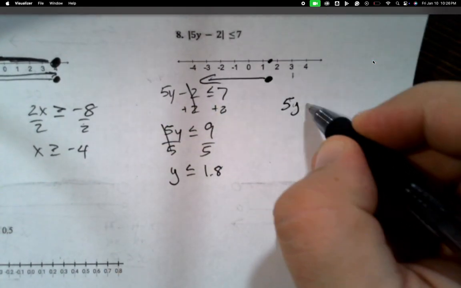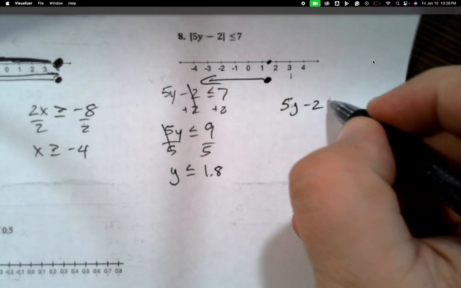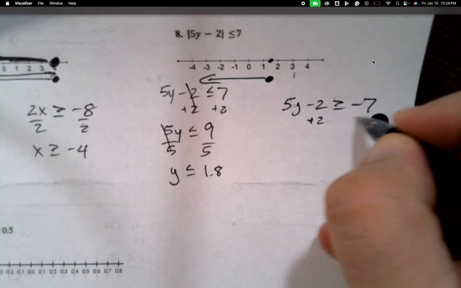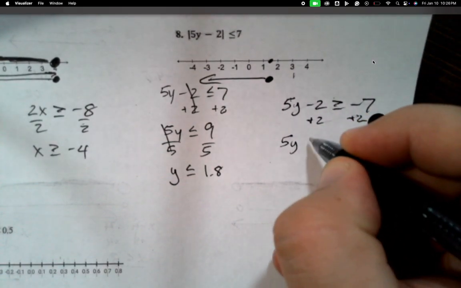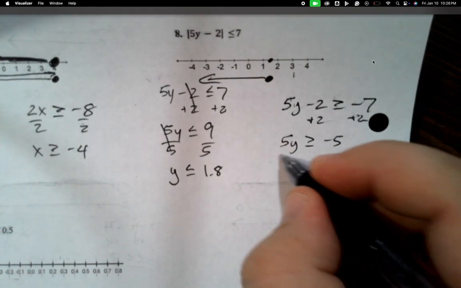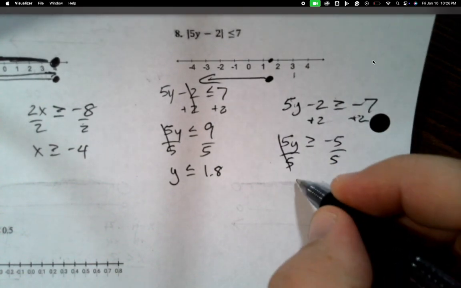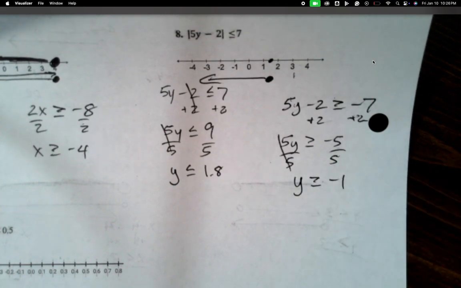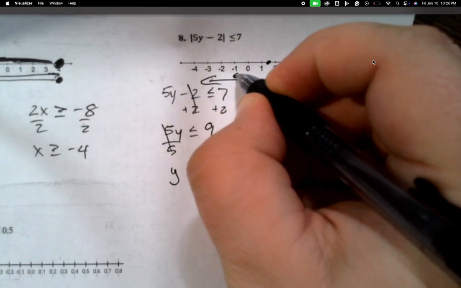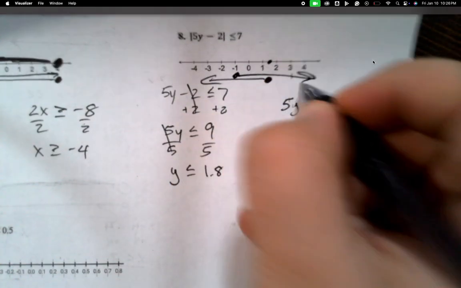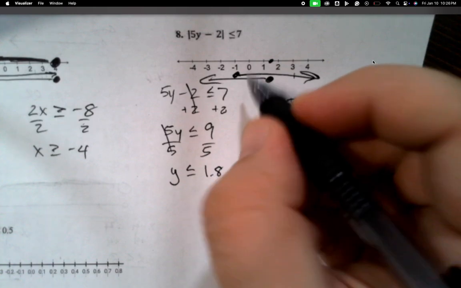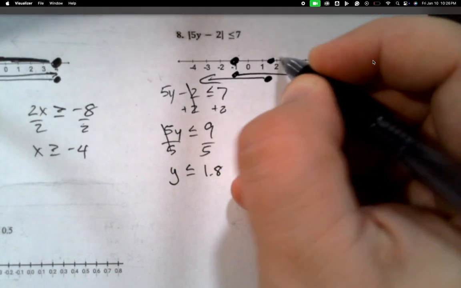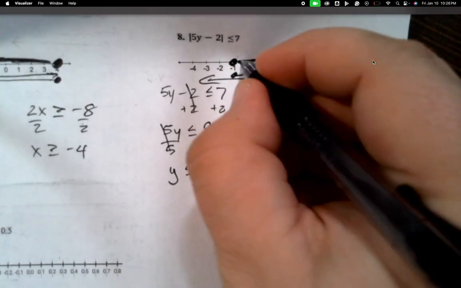Now the second scenario, we flip the inequality sign to greater than or equal to, make it a negative 7. So we add 2 to both sides. We have 5y is greater than or equal to negative 5, and divide both sides by 5. Get y is greater than or equal to negative 1. So we put a closed circle at negative 1. It's greater, so we go to the right. So where these overlap, because this is an and statement, is from negative 1 to positive 1.8, and we shade in between.